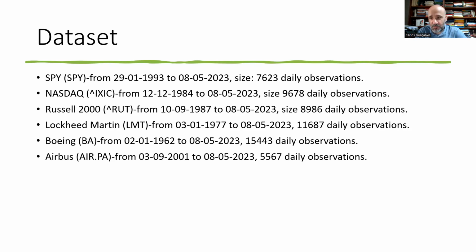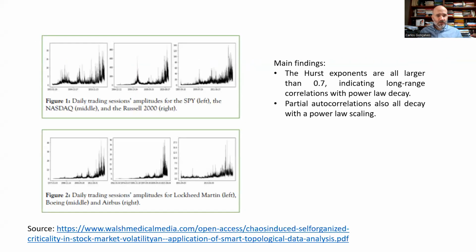That is the difference between the maximum and the minimum price, which gives us a daily measure of trading session volatility. So the higher the difference between the maximum price and the minimum price in a trading session gives us an idea of the level of price fluctuation during a trading session, and can be used as a measure of realized market volatility. So here we have for the SPY, the exchange traded fund on the S&P 500, the Nasdaq, and the Russell 2000 in figure 1. These are figures that come from the article. And the daily trading session amplitudes also for Lockheed Martin, Boeing, and Airbus below.